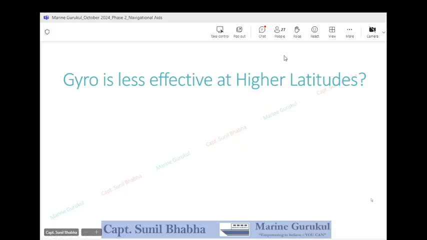Now one question which is sometimes asked in the examinations, written as well as orals: why is gyro less effective at higher latitudes?